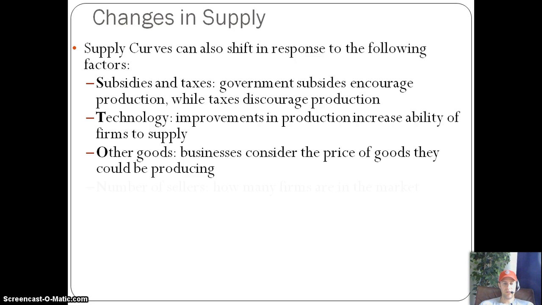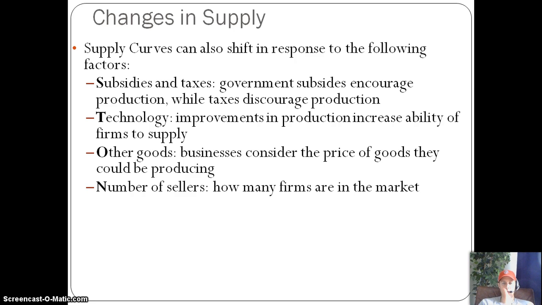So other goods can affect these things. Number of sellers: how many firms are in the market? If we have a monopoly situation where there's only one producer, that producer does not necessarily have a reason to oversupply the market. They provide enough to keep prices where they want to be.